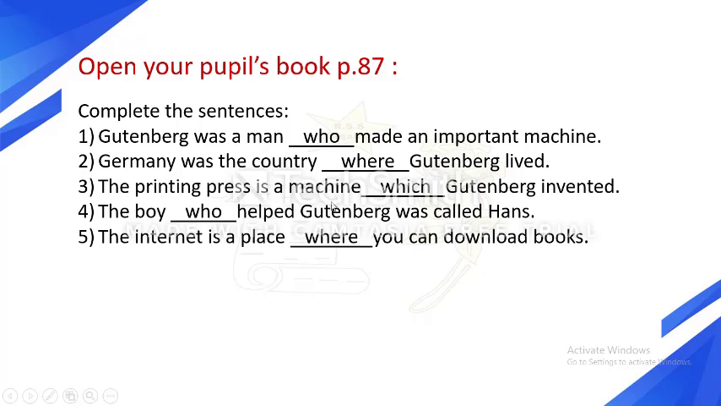The printing press is a machine. We are talking about machine. We are talking about this object which Gutenberg invented. The boy is a person. Who helped Gutenberg was called Hans. The internet is a place. We are talking about internet as a place here. Be careful. Where you can download books.